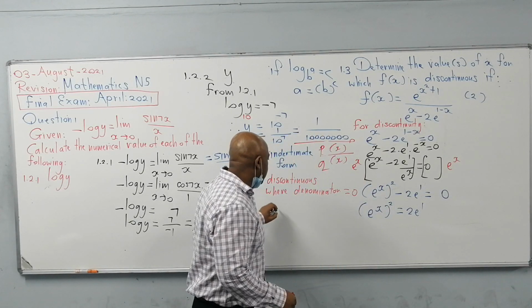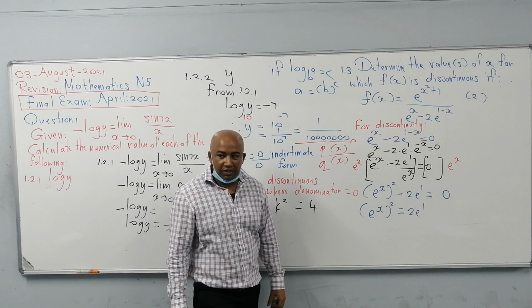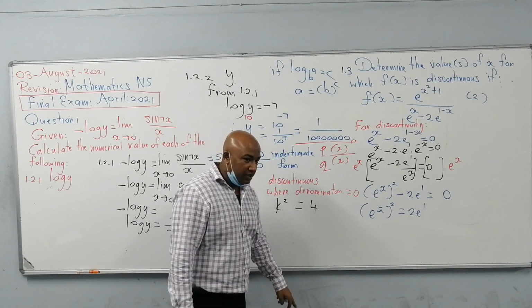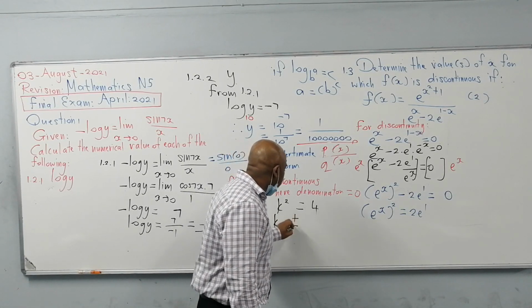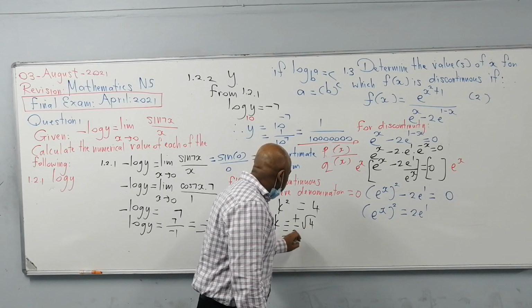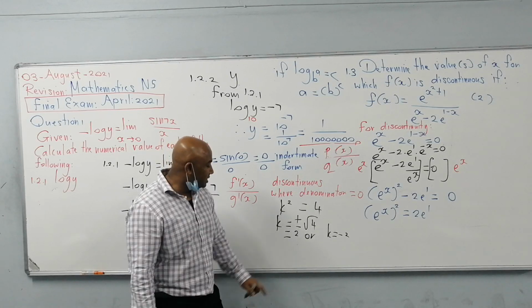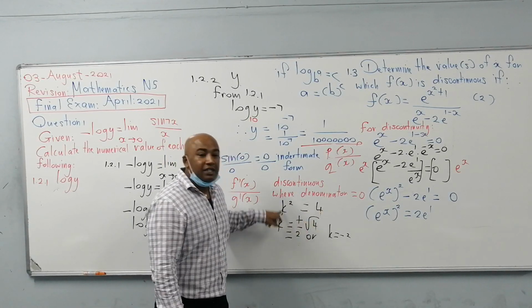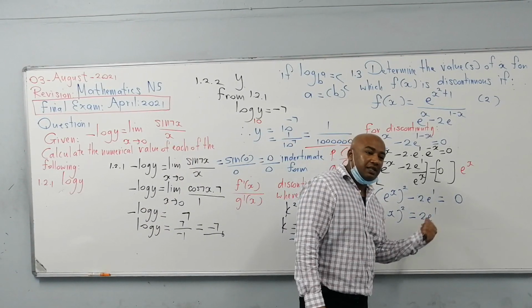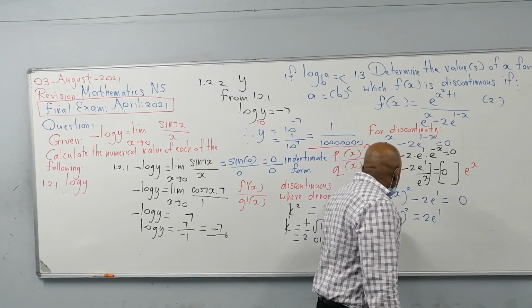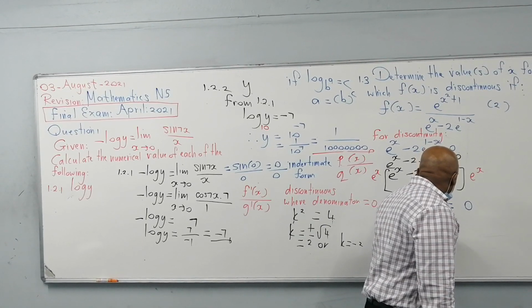An example is if I got k squared is equal to 4. The same concept. If I have a square, you find the square root of both sides. So k is equal to plus or minus the square root of 4. That means k is equal to 2 or k is equal to minus 2. There are two possibilities, because 2 squared is 4, and minus 2 squared is also 4. So that means there are two possibilities here too. So that's going to be e to the power x is equal to plus or minus the square root of 2e to the power 1.